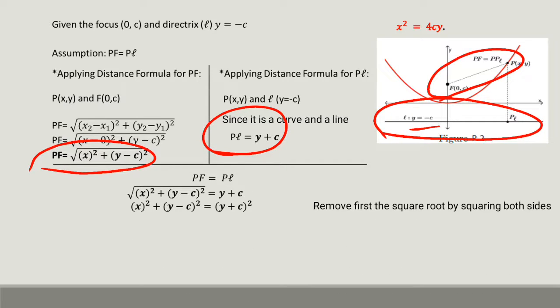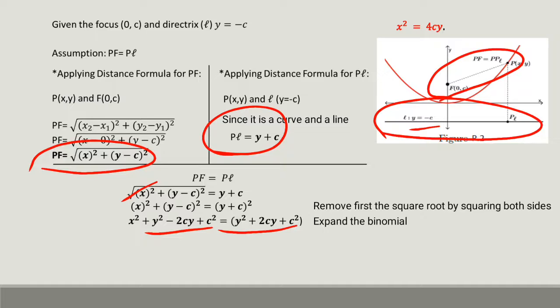After nyan, tatanggalin natin yung square root. Pag tinanggal natin yan, yung y plus c magiging raised to 2. Next, i-expand natin lahat ng raised to 2. So, meron tayong x squared plus expansion is y squared minus 2cy plus c squared. Then, expansion ng kabila is meron tayong y squared is equivalent to 2cy plus c squared.